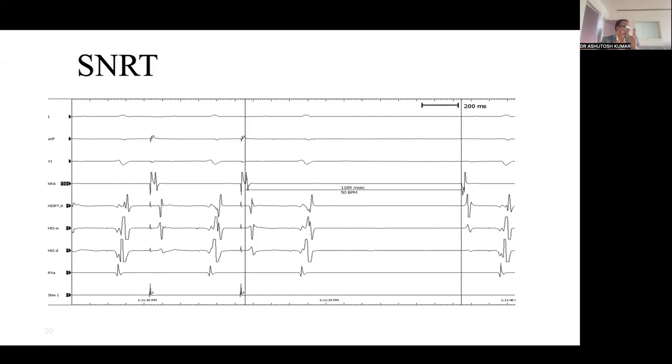Simple. So recovery time should not cross more than 525 millisecond. So SNRT positive means when we are paced, it is taking almost 525 millisecond over the base rate to recover. That is significant. Okay. This is regarding the SA node.